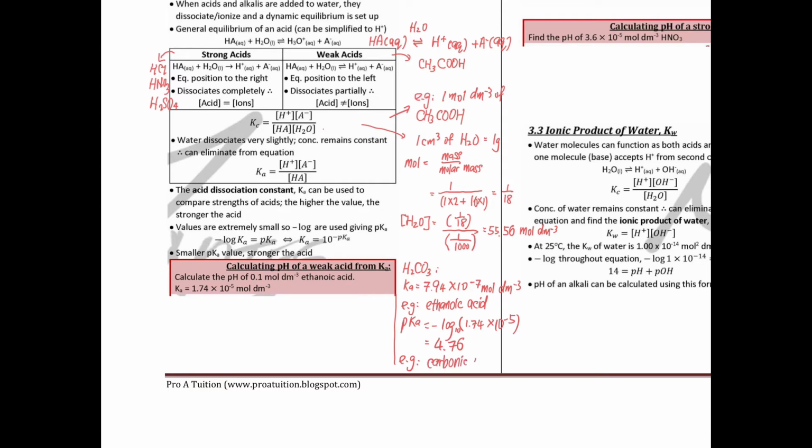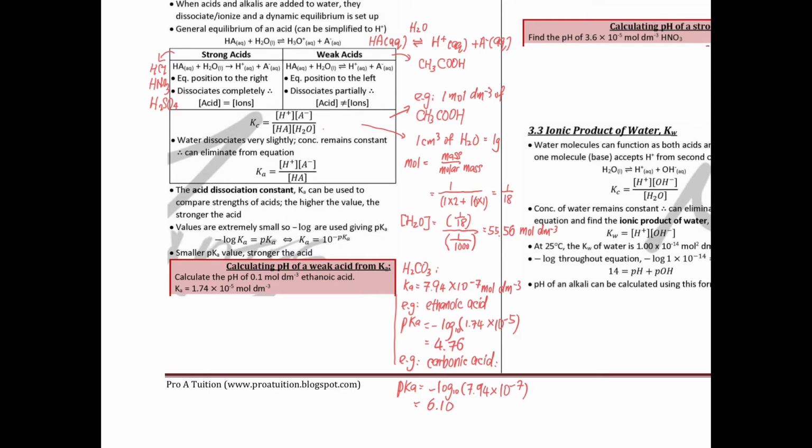And another example, let's say carbonic acid. So the pKa is negative log 7.94 times 10 to the power of -7. And if I press the calculator, then I will get 6.10. So this value is greater already. The carbonic acid pKa is greater than the pKa for ethanoic acid.